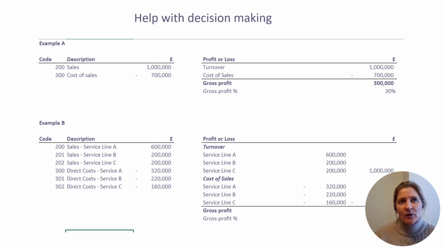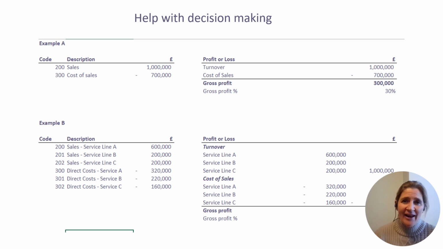you can get a lot of information from having a better chart of accounts, which provides more granular detail for your different service lines within the business. So just talking through example A here, you've got a very simplistic chart of accounts. You've got all sales going to code 200, and all cost of sales going to code 300. So at the end of the year, you can see that £1 million has gone to your sales. So you've got turnover of 1 million, cost of sales 700k, gross profit 300k. So you know that your gross profit percentage is 30%. So that could be good. That could be sufficient information for you.